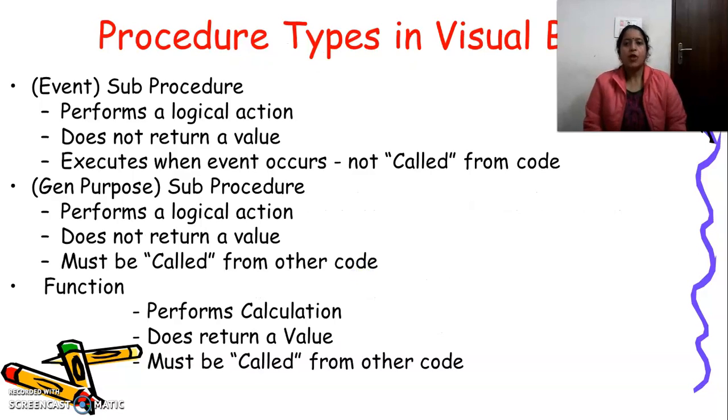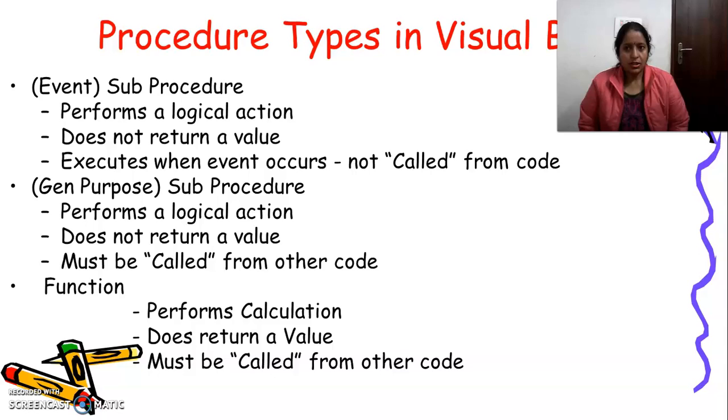Now we discuss the types of procedures in Visual Basic Language. There are three varieties or categories of procedure types in Visual Basic. The first one is the event sub-procedure, the next one is the general purpose sub-procedure, and the last one is the function. The first one is the event sub-procedure.